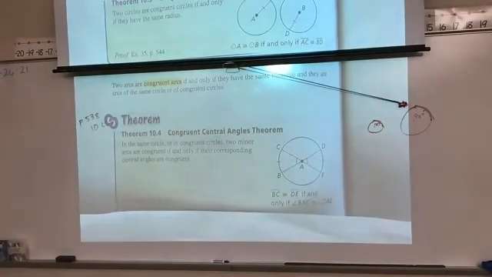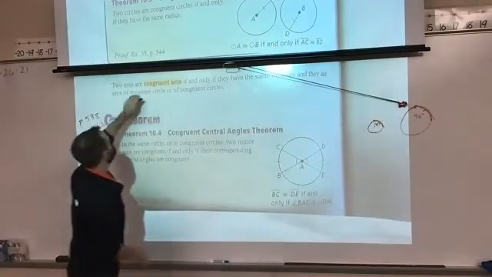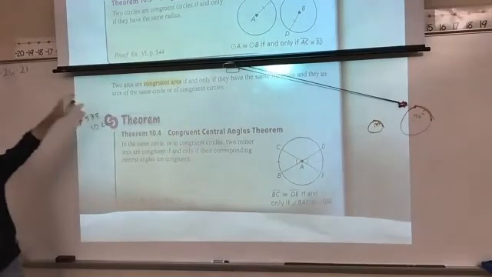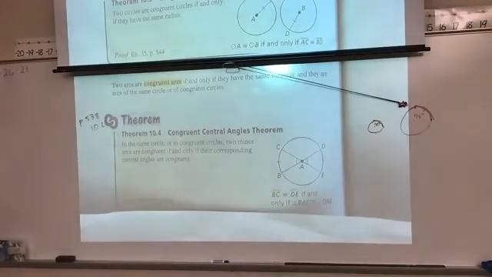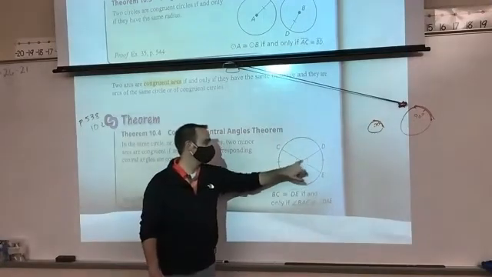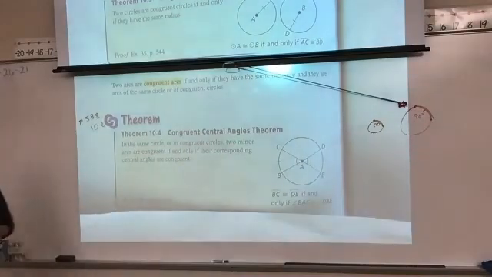So when we talk about congruent, we got to be careful. It says if and only if they have the same measure and they are arcs of the same circle or congruent circles. So we got to have either in the same circle. If they're in the same circle, then we're good, right? If these 2 angles are the same, then the 2 arcs are going to be the same. The 2 arcs are going to be congruent.